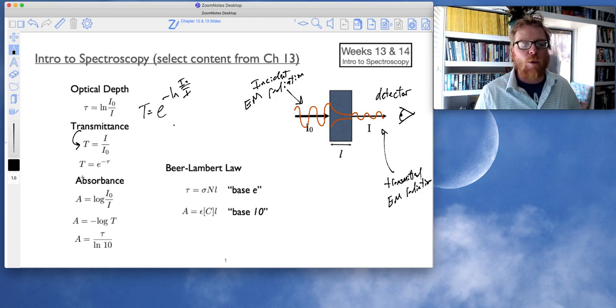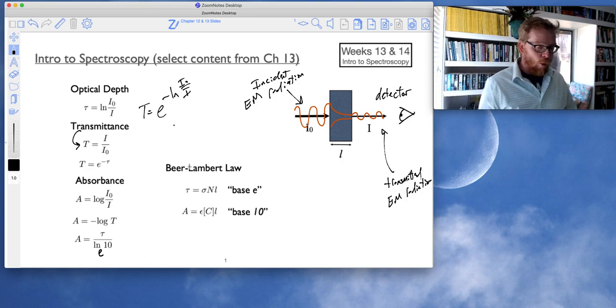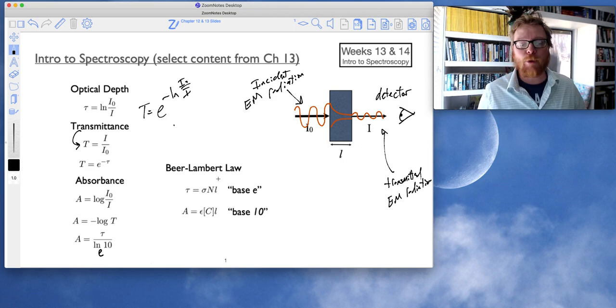But what that means is if I want to relate absorbance to optical depth, then I have to change my base. The way that I change my base is by taking the log base e of 10, and that will convert that log base 10 into a log base e. So we can use the Beer-Lambert law, Beer's law, as we know more colloquially. The Beer-Lambert law can be written for optical depth or absorbance.